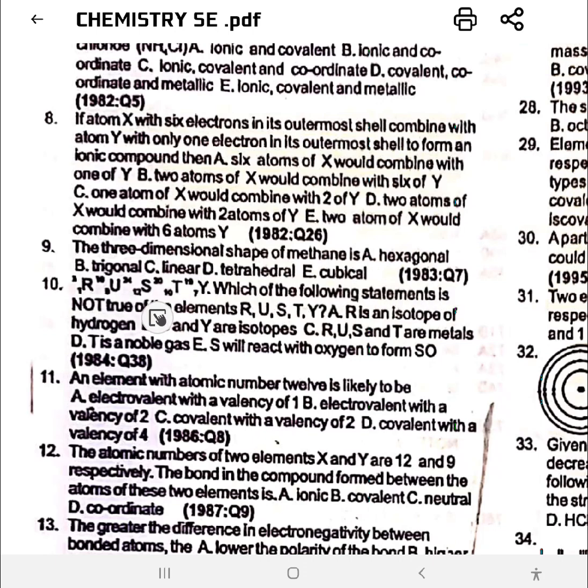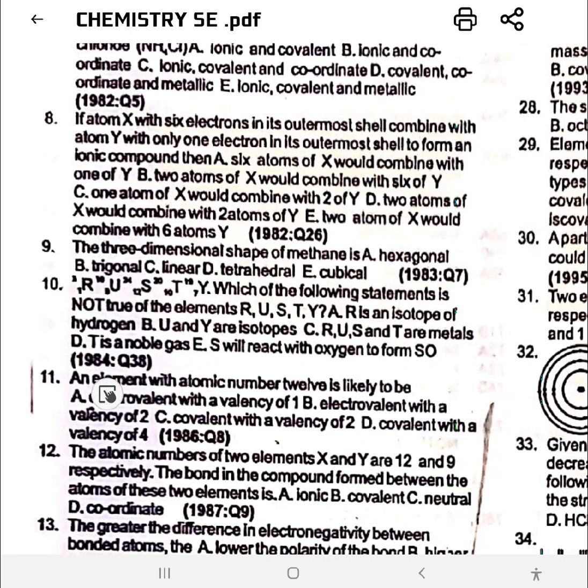Number 10. Which of the following statements is not true of elements R, U, S, T and Y? Option C. Say they are metals; they are not all metals. You could see T is a noble gas, so it's not it.